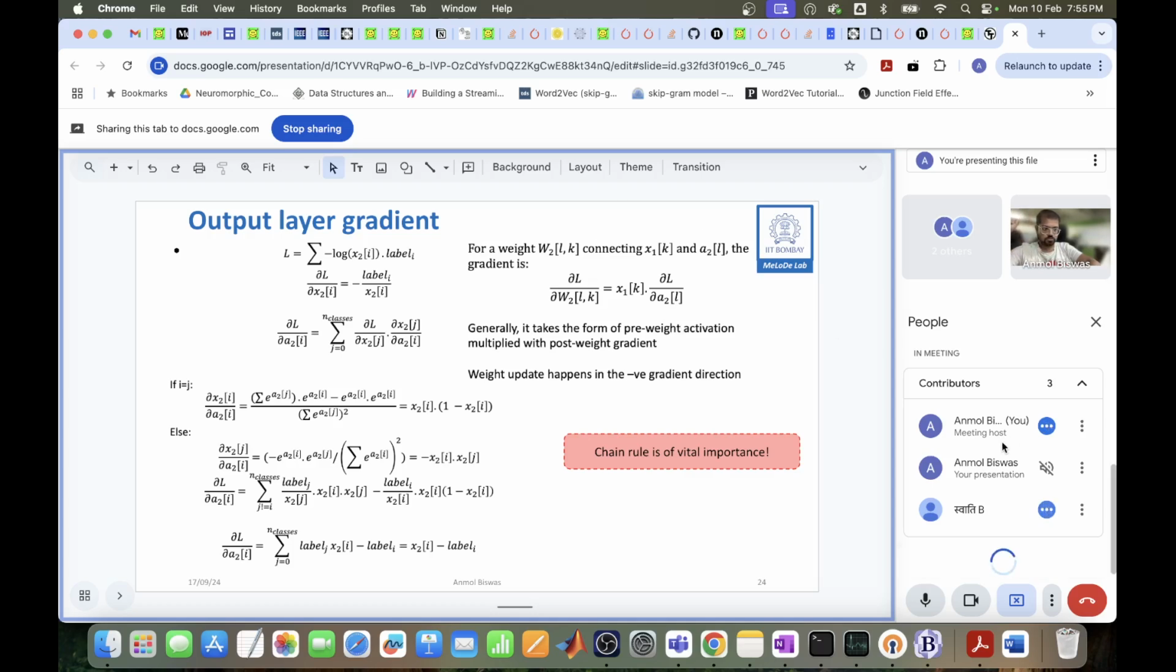No, so you compute the gradient with respect to the weight, and in the negative direction of the gradient is where you do the weight update, right? So you compute this gradient of L with respect to W2 of l comma k, and then you apply a minus sign over here, and that is the update. So you write W2 of l comma k equals W2 of l comma k minus some learning rate multiplied by this term, right? So that's what it means to be negative gradient direction.